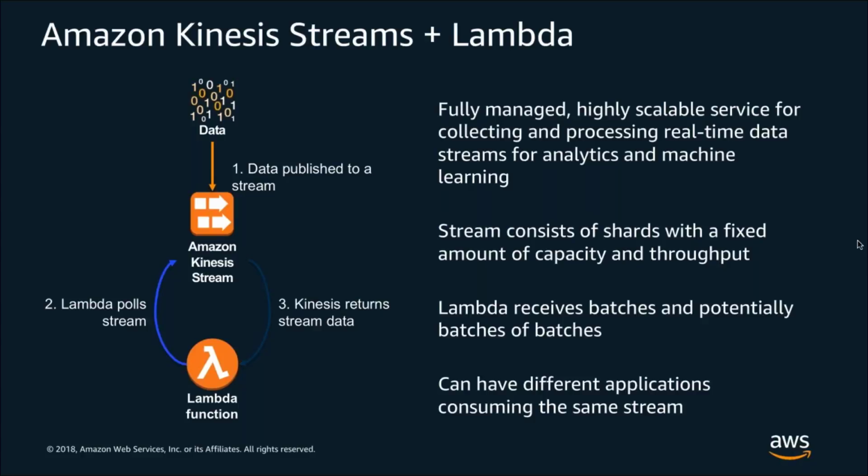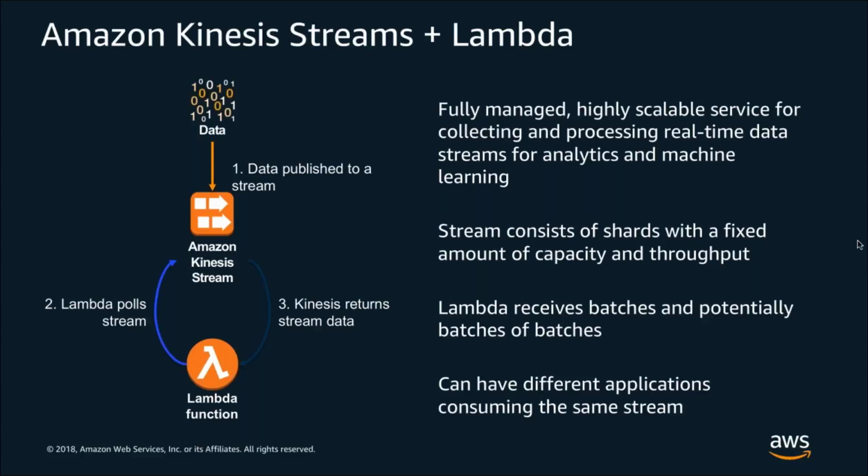Now, Kinesis is a really great product that has a lot of different capabilities as well. It is meant for really massive throughput of data ingest, potentially terabits per second. And so with Kinesis, you create a stream. Your stream then consists of shards, which have a fixed amount of capacity and throughput. And then Lambda will receive batches of messages off of those streams, off those shards, I should say, in parallel.